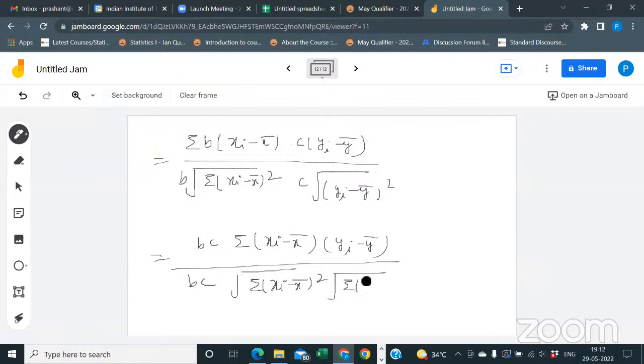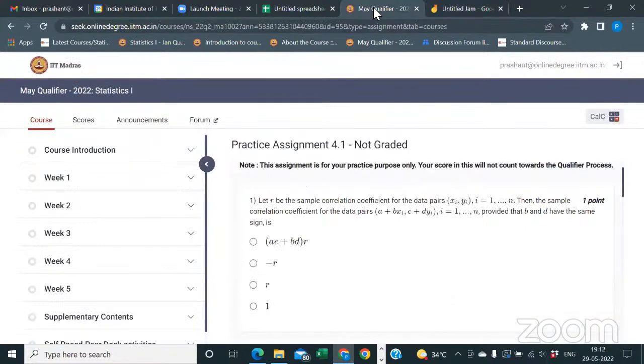Right? Yes. This will be cancelled out. Cancelled out, right? What is this? This is nothing but the R. So I think your R is the correct option. Can you check? Okay. Yes.